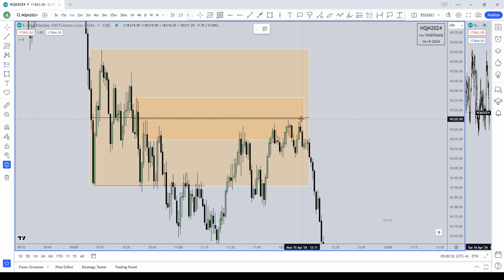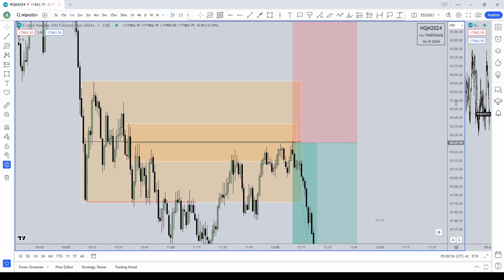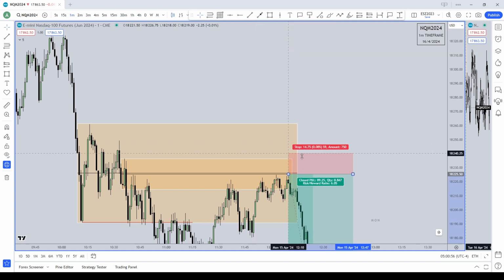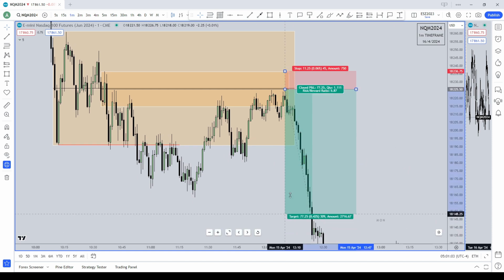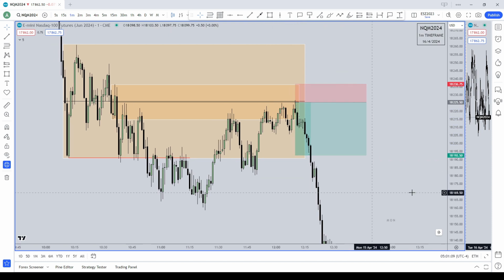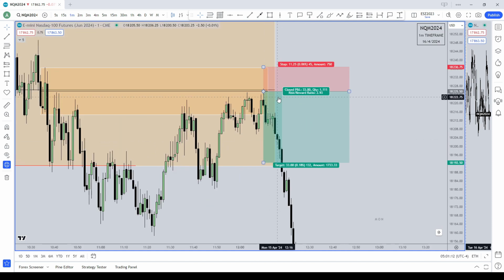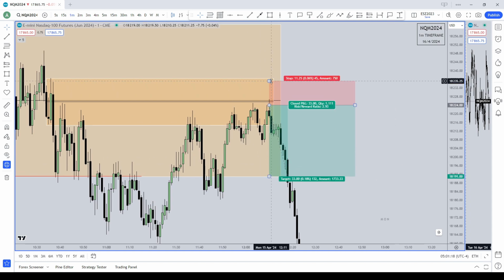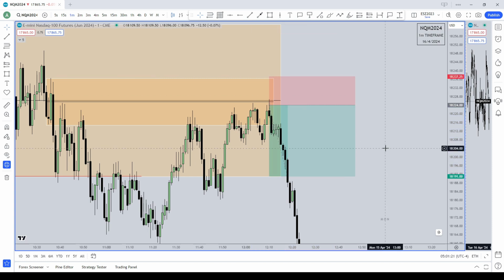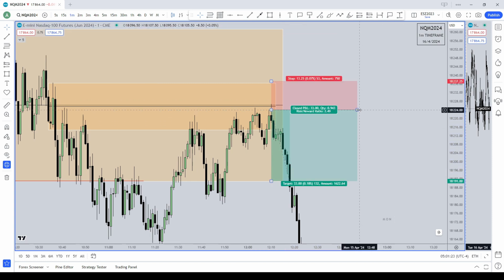And I went short from here to here. That was 33 points because I didn't enter exactly on 50%, but I think around here, something like that, I entered. Yeah, that was my trade yesterday.